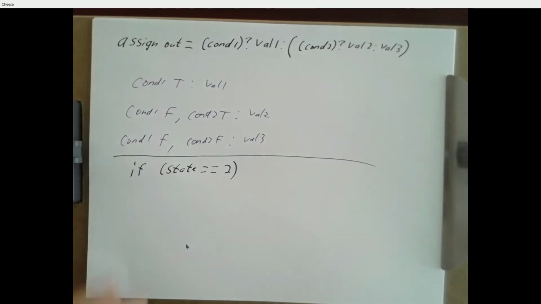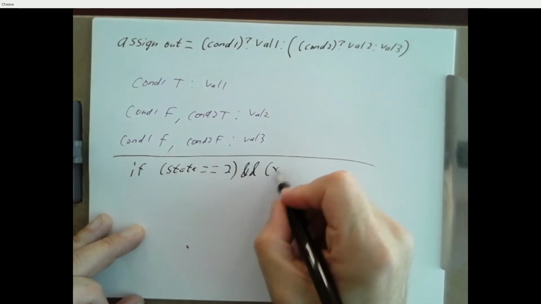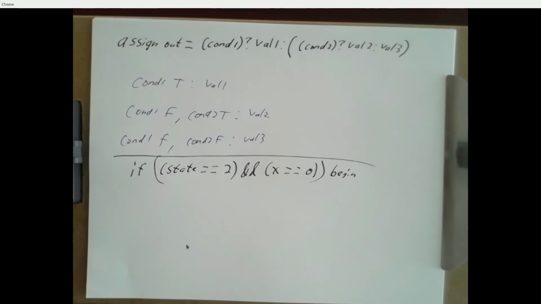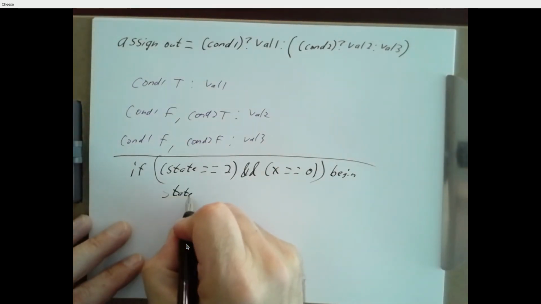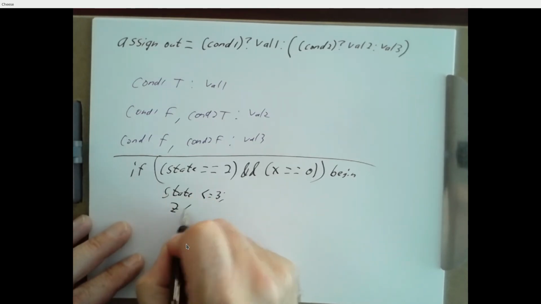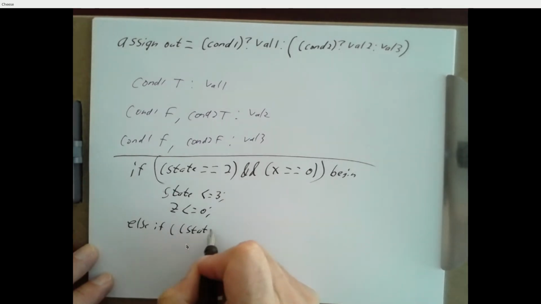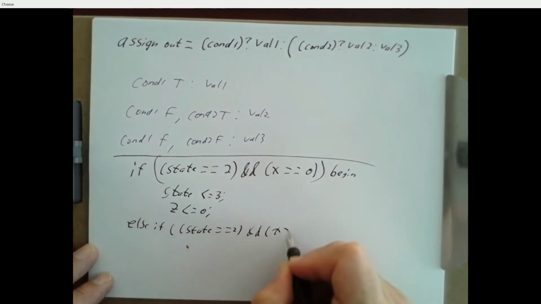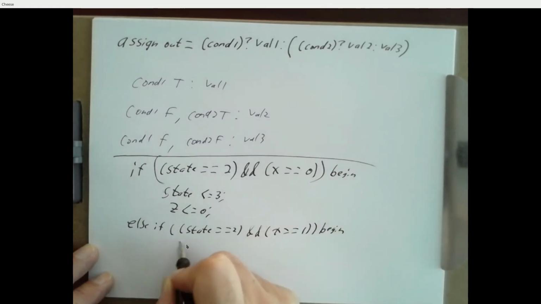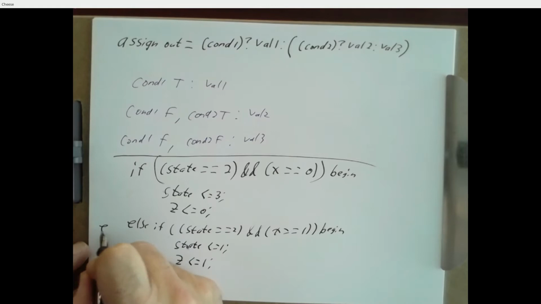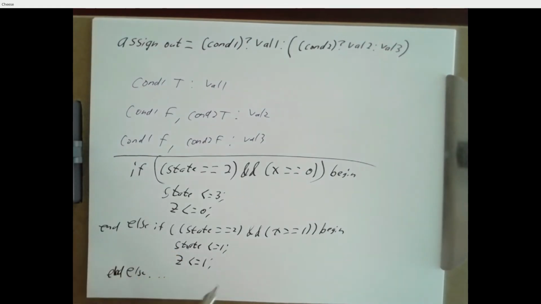Right, so if state equals 2, and x equals 0, so you're in this state and your input is a 0, right? So new state is 3, and Z is a 0. Otherwise, if you're in state 2 and your input's a 1, set your state to 1 and set Z to 1. And so on. That makes sense?